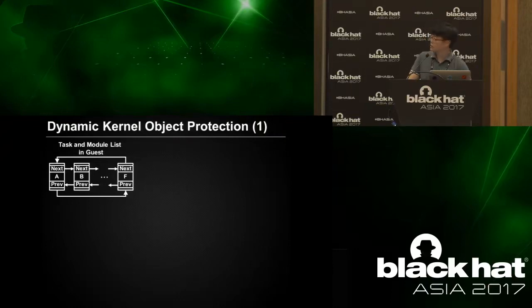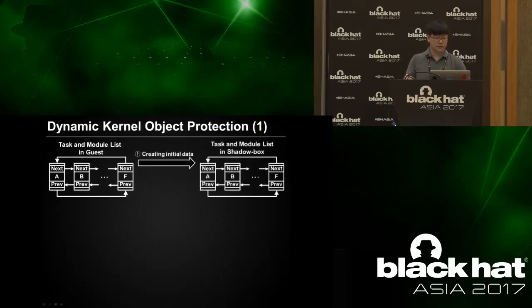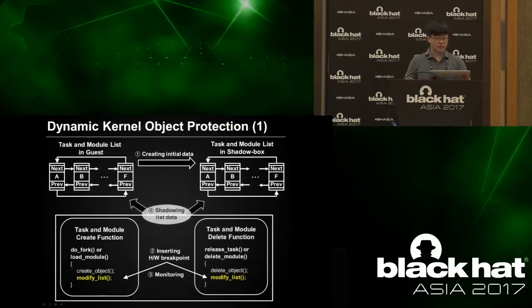To protect the list, Shadowbox uses hardware breakpoints on create and delete function of process and module. When the lists are changed, Shadowbox catches the event and synchronizes the list in it. Then, it compares the list of the guest and the list of Shadowbox periodically using VM preemption timer of VT technology.